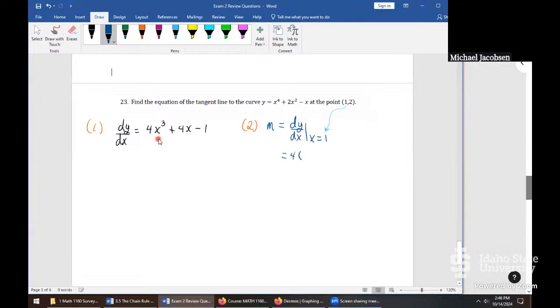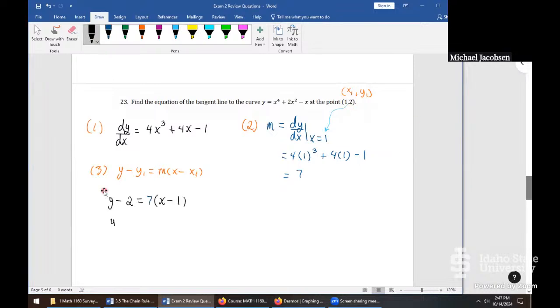Okay, step 3, so I use y minus y1 is m times x minus x1. The x1 and y1 come from the point we were given, so this will become y minus 2. This is probably the step where getting the slope of the tangent line is worth more than half the credit. So with the slope 7, we solve for y. So we'll get y minus 2 equals 7x after adding to both sides. So that would be our whole tangent line equation.